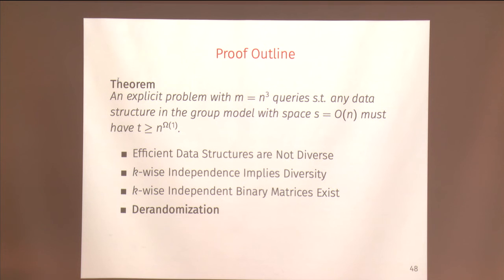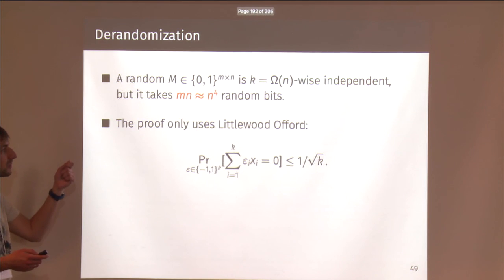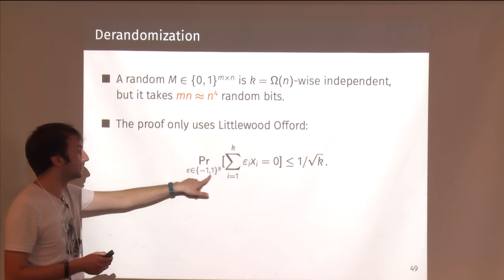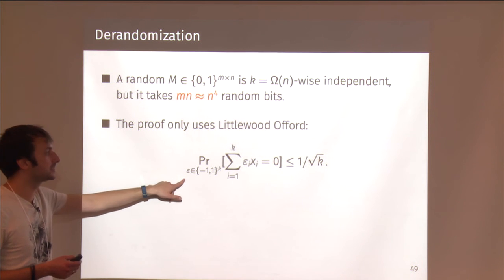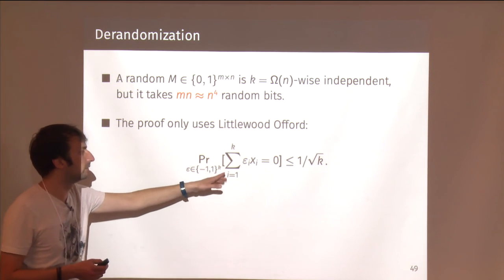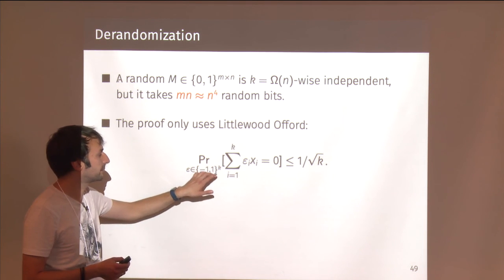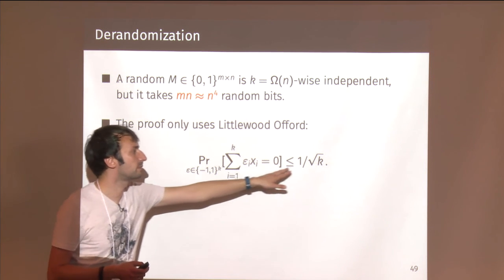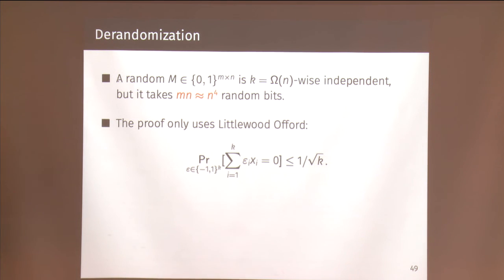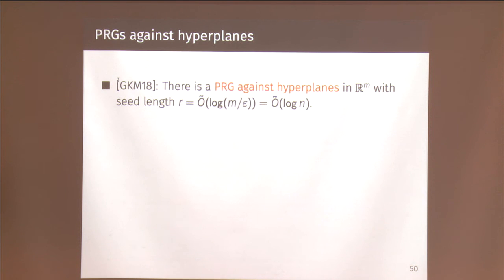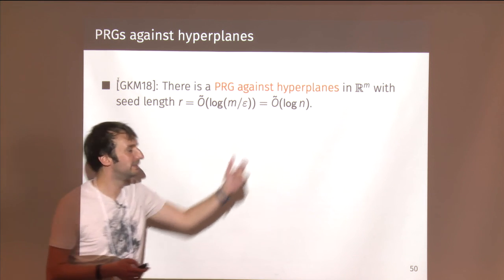In our proof for a random matrix, the only property we used is Littlewood-Offord. I don't need completely uniform random bits. I need bits that fool hyperplanes, such that instead of random bits in the matrix, it's sufficient to have bits that would satisfy this equation with probability roughly 1 over square root of k. And we do have PRGs for hyperplanes. They have almost optimal seed length, log n times log log n squared.